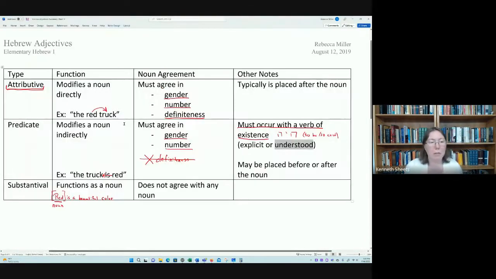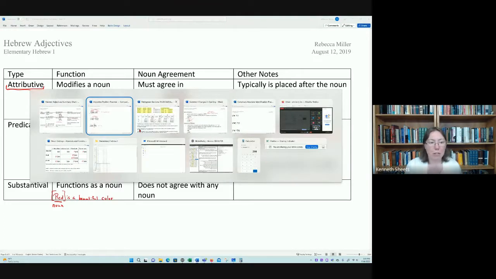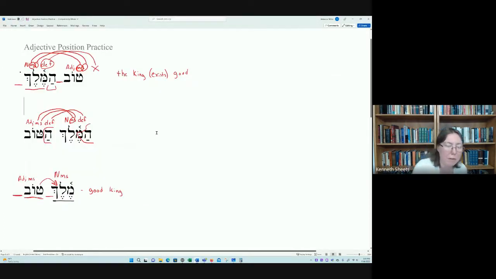So coming back over to our chart, which construction is this? Well, the attributive must agree in gender, number, and definiteness. That means then that this particular adjective is attributive, and it is therefore going to be modifying the noun directly. So we would say the good king.